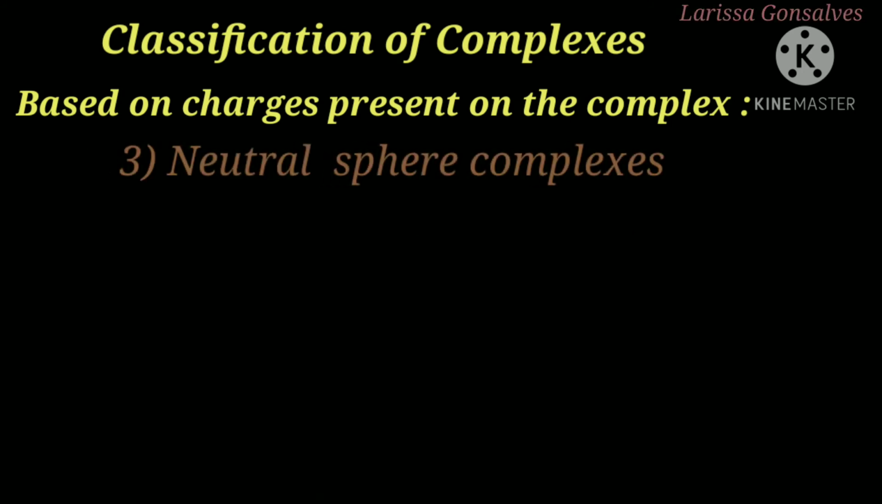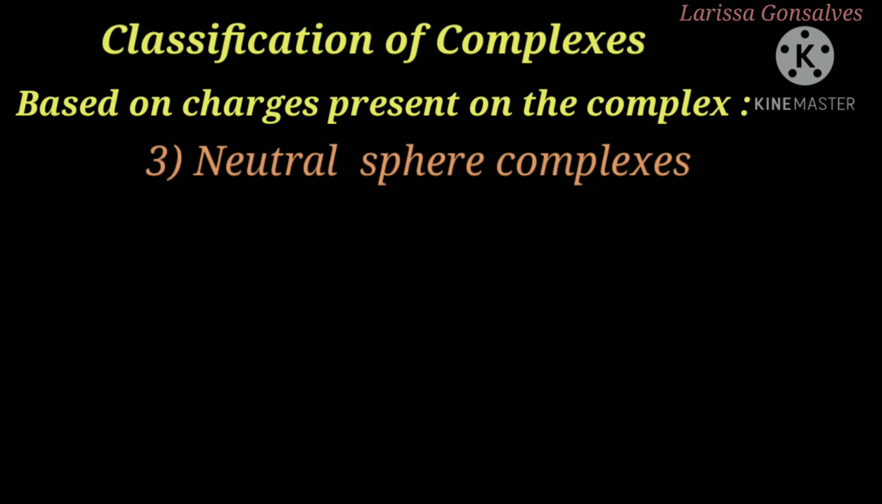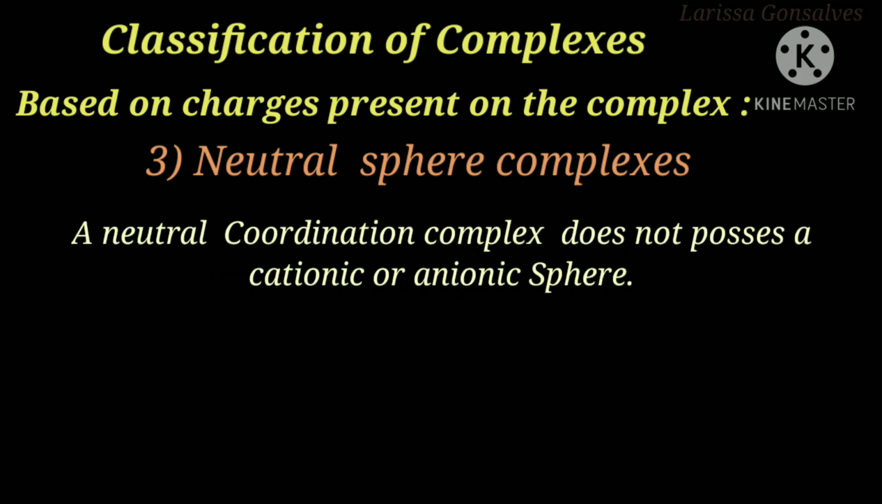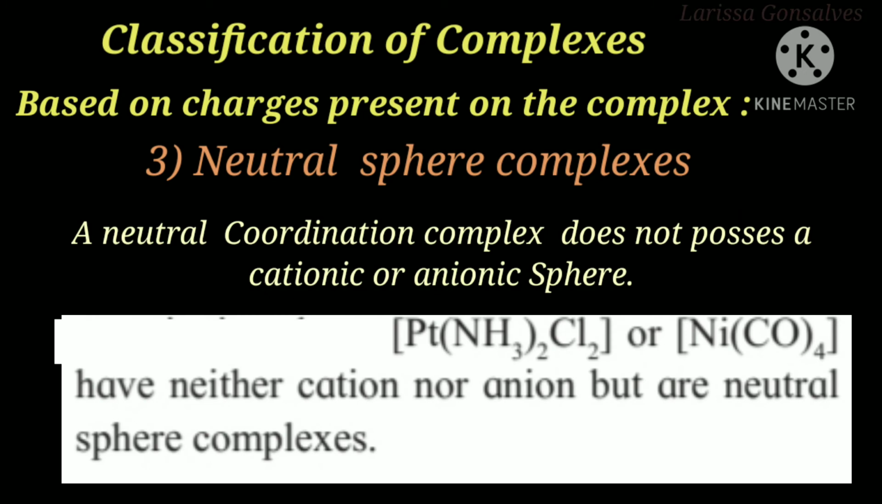Next is the neutral sphere complexes. A neutral complex does not possess cationic or anionic coordination sphere. Example of neutral sphere complex is [Ni(CO)4] the whole raised to 0. So here there is neither a plus charge or a minus charge, hence it is a neutral sphere complex.